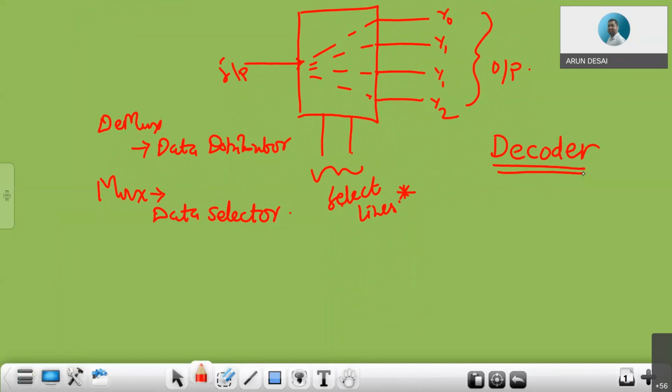Decoder. Have you heard this word earlier? Decoder. Have you heard about this? I think you have gone through the concept called encoder and decoder.